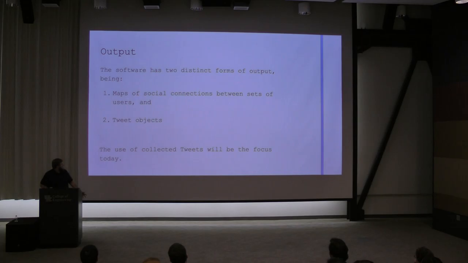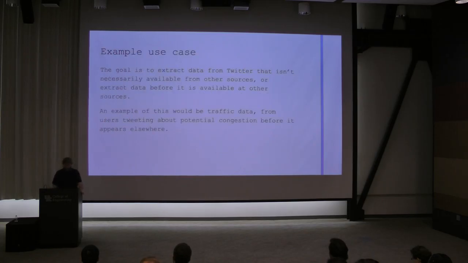Rather than talk about the features of the software, I'm going to talk about the output in the interest of time. There were two distinct forms of output that my software produced. The first were maps of social connections between users. So maybe I'm following you, you're following them, who are they following, etc. And then the second are tweet objects, which contain things such as the body of text of a tweet, who tweeted it, and the time they tweeted it, but also an enormous amount of metadata about the tweet, such as geographic location, if it's available. And the focus today is just going to be on the tweet objects.